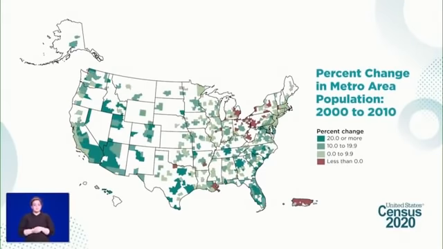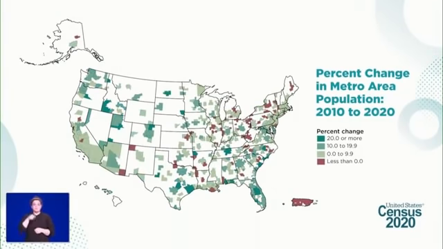And here we see the pattern for 2000 to 2010. Compared to the prior decade, fewer metro areas grew by 20% or more, and more metro areas declined in population. Most metro areas in Puerto Rico lost population that decade.